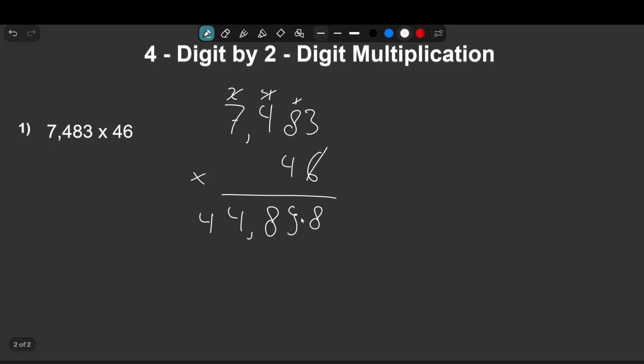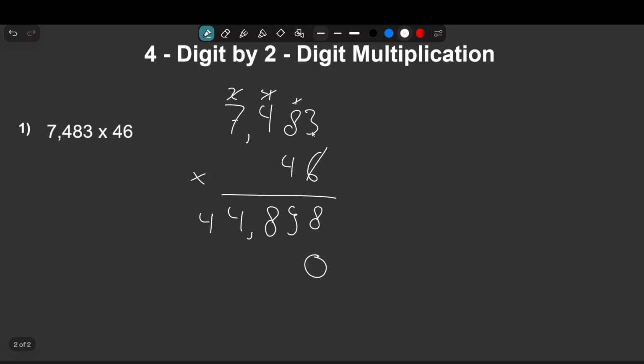So now we're going to do 4 times 7,483. But this 4 has a value of 40. So what we're going to do is we're going to write a 0 right here, and we're going to start the multiplication from here. Because we're basically multiplying 40 by 7,483. So let's start by doing this.